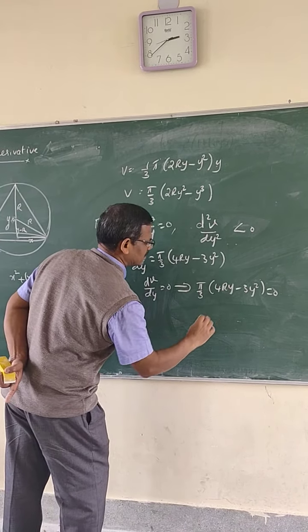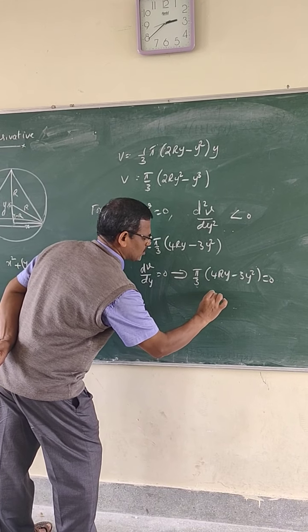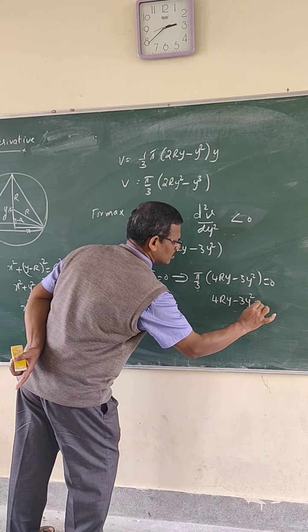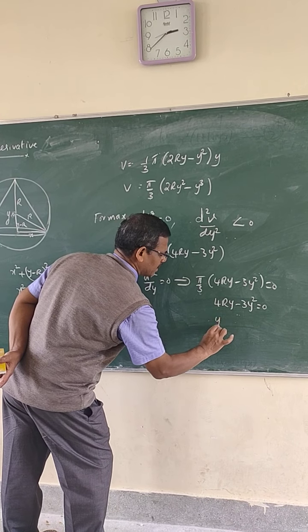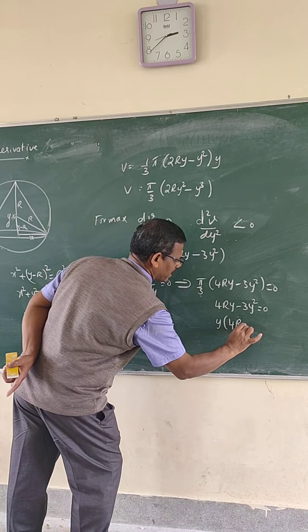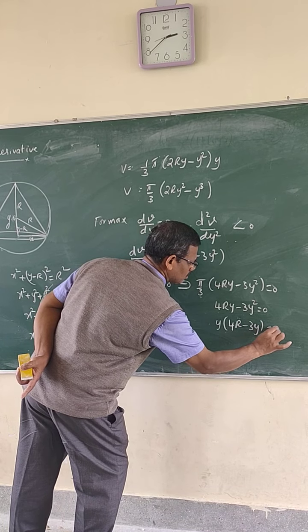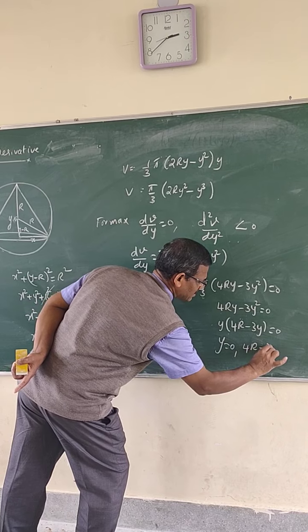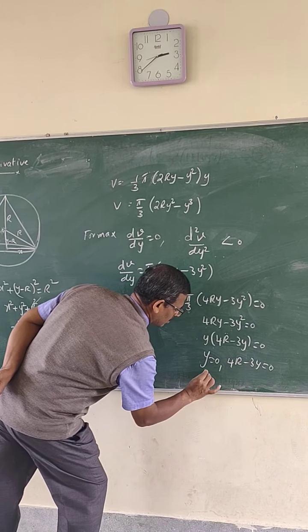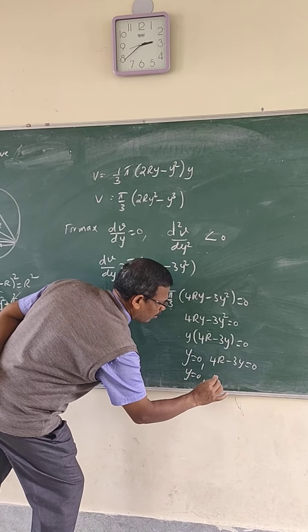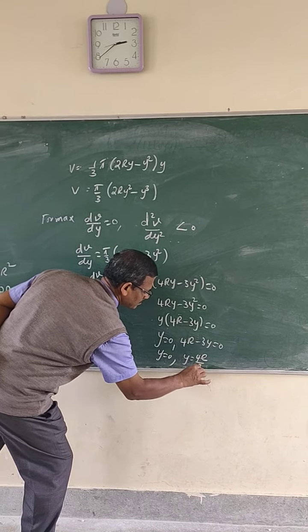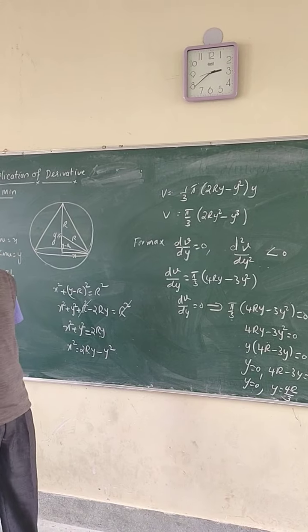And when this pi by 3 cannot be 0, then you will get 4ry minus 3y square is equal to 0. Y is common, take it outside: y(4r minus 3y) is equal to 0. So you get y is equal to 0, or 4r minus 3y is equal to 0, that is, y is equal to 0, or y is equal to 4r by 3.